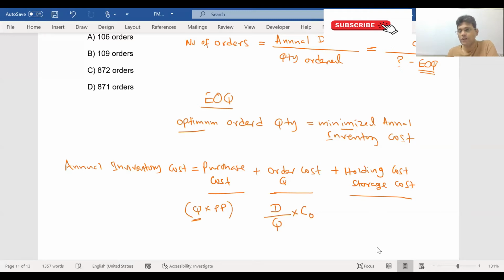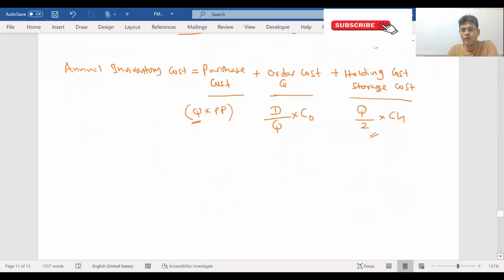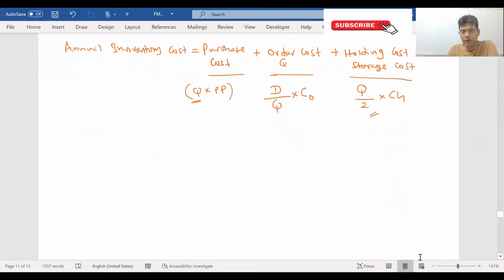Then holding cost is the storage cost. Okay, how do you determine that cost? Basically, we take the quantity we order divided by 2 to get the average stock, times CH. Okay, so why do we need to take the average? This is what we should know: why we have to take the average.